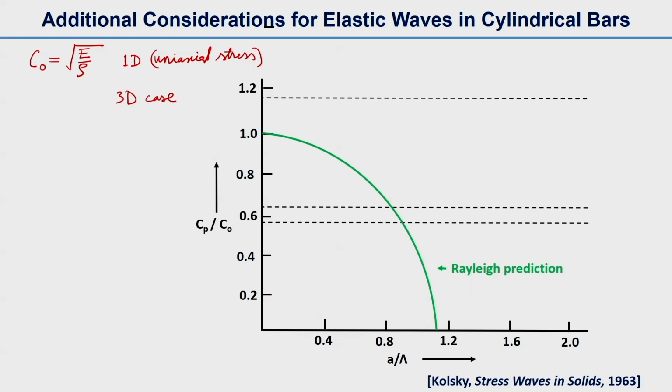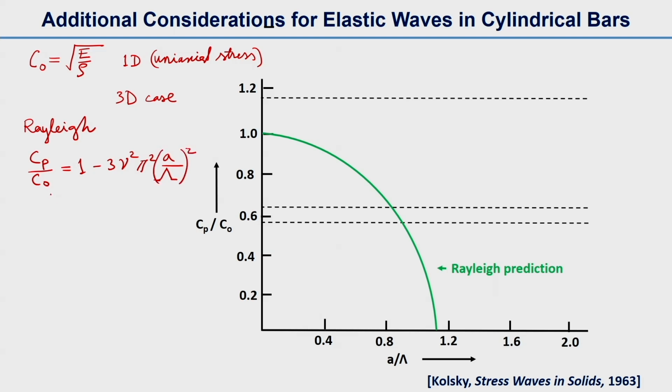First one is we will talk about Rayleigh's calculation, and that gives us Cp by C naught equal to 1 minus 3 nu squared pi squared (A by capital lambda) whole squared.